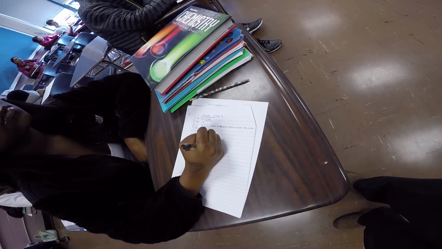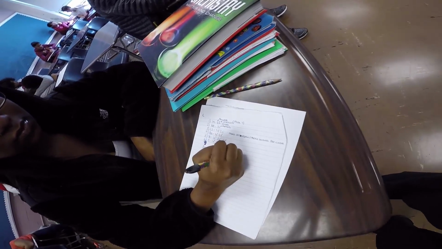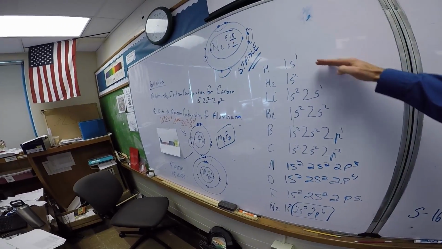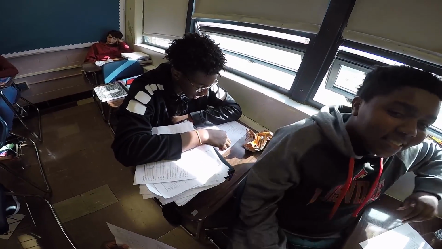She's writing down the next 4 on the periodic table. So what she's doing, she's recording what I'm asking you to do right here. So we started with hydrogen, the first element. These are the first 10 elements in the periodic table. Configuration. Those electron configurations.